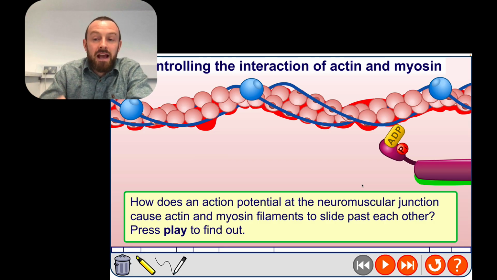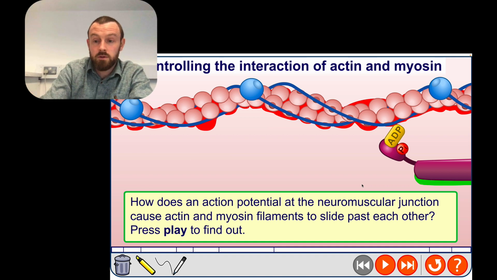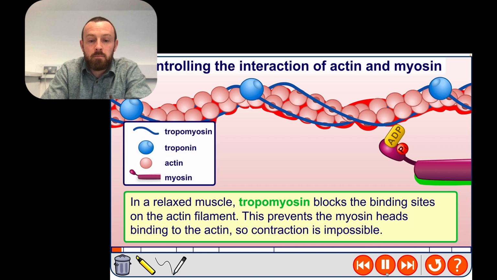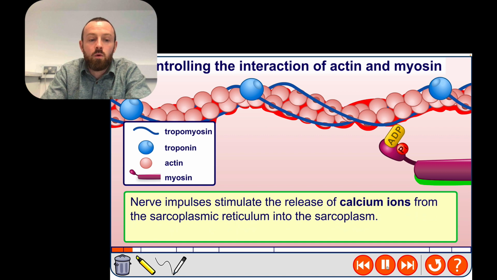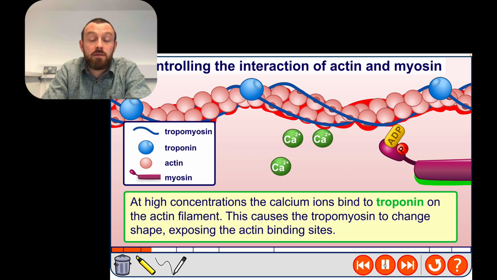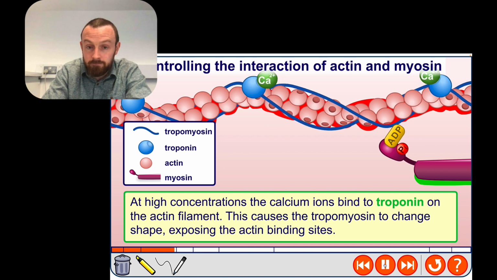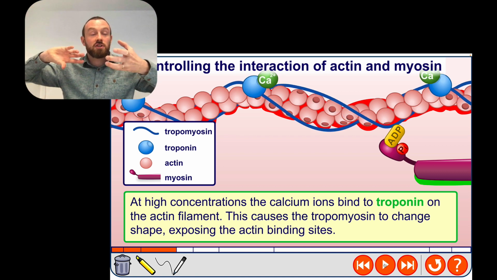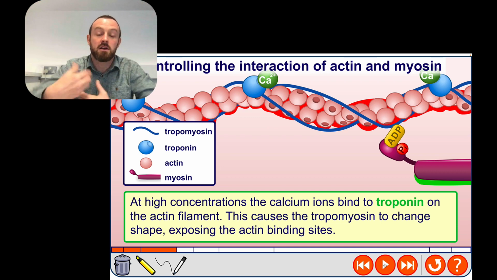So here's how calcium triggers the crossbridge cycle. Before the muscle contracts, there is not a lot of calcium in the muscle cell. So what this means is that the myosin head is blocked from binding to the actin fiber because troponin and tropomyosin are blocking the binding sites for the myosin head. Now, nerve impulses stimulate the release of calcium ions from the sarcoplasmic reticulum, and this calcium then binds to troponin, and it causes a conformational change such that tropomyosin shifts and moves away from the binding sites.